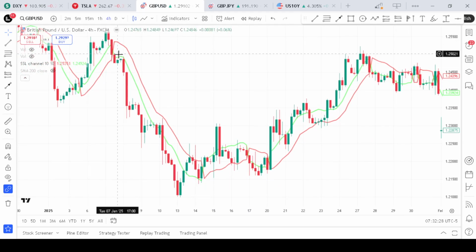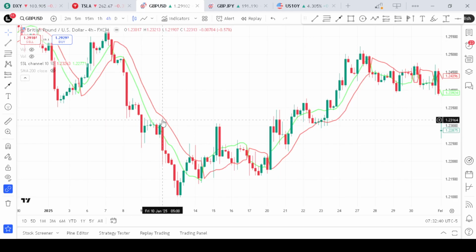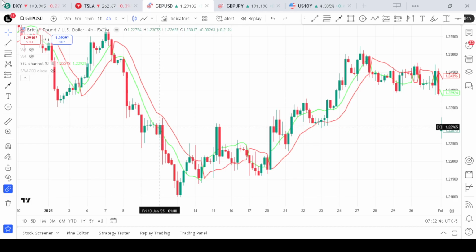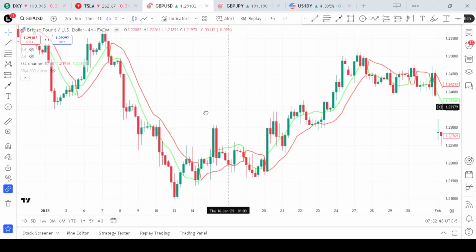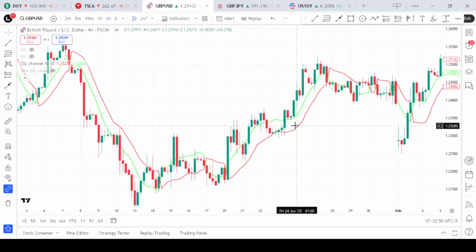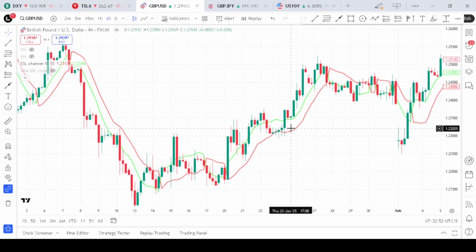When the SSL upline crosses below the SSL downline, you enter a short position indicating a downtrend, as you can see from my chart here. What makes this strategy particularly effective is that it provides both entry and exit points. When you are in a long position and you see the crossover in the opposite direction, when the down crosses above the up, this serves as your exit point.